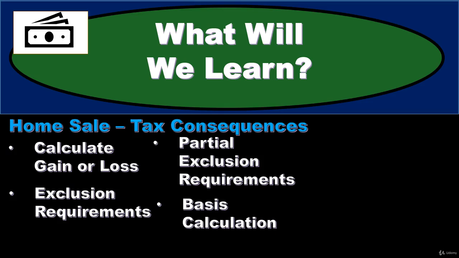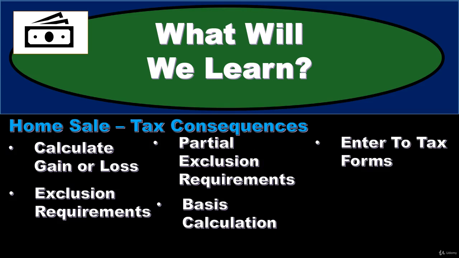Basis calculation. We can think of the basis as the adjusted cost. So how do we get to that adjusted cost? We'll include things like improvements, and we'll also discuss unusual situations or more unusual situations in which we get the property possibly as part of a divorce settlement, or possibly as a gift, or possibly inherited. What would be the basis or the cost in those situations?